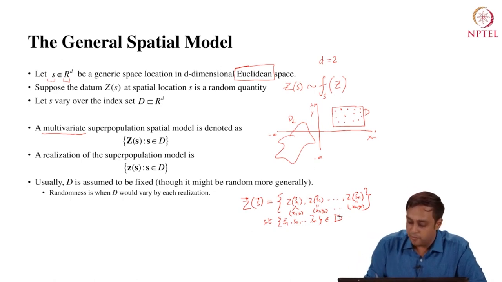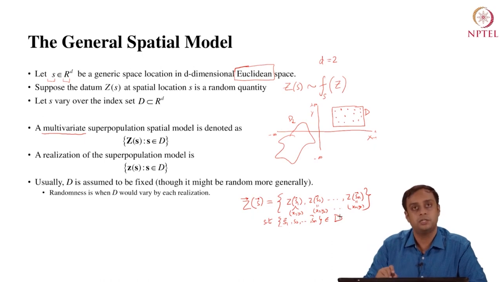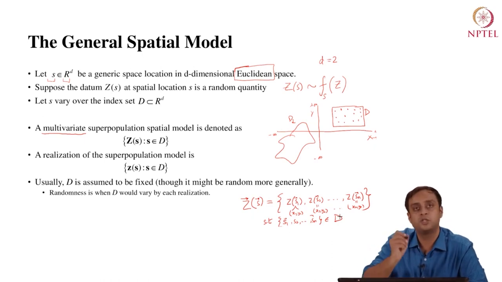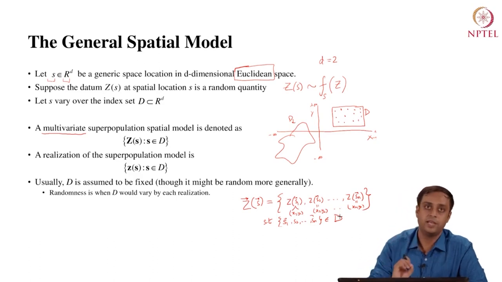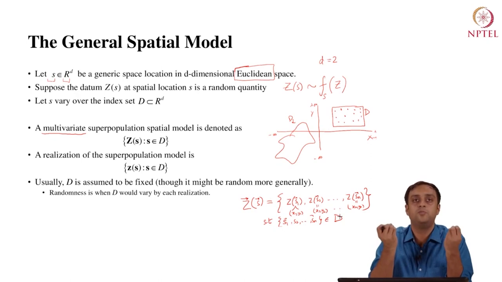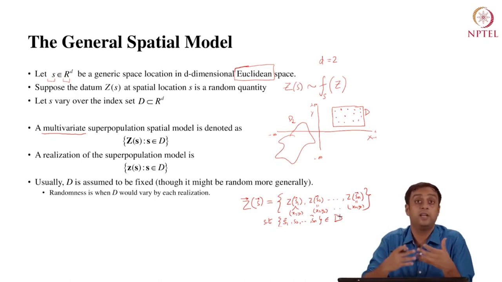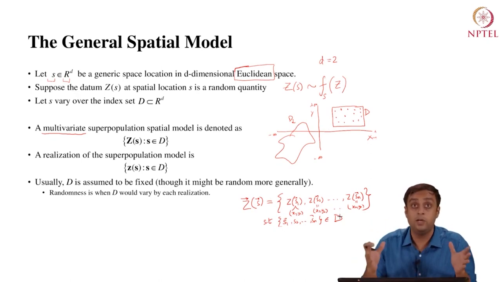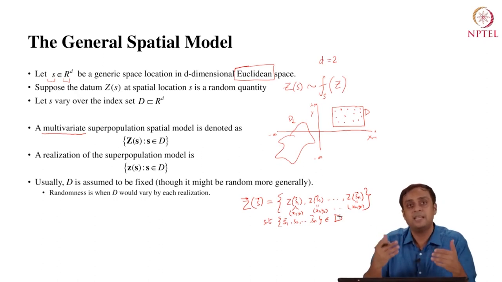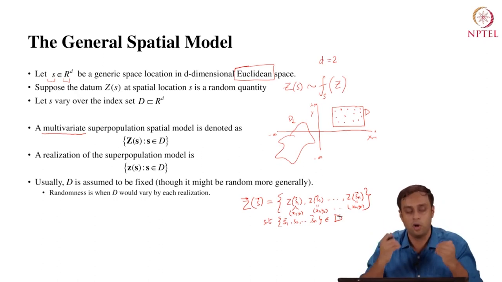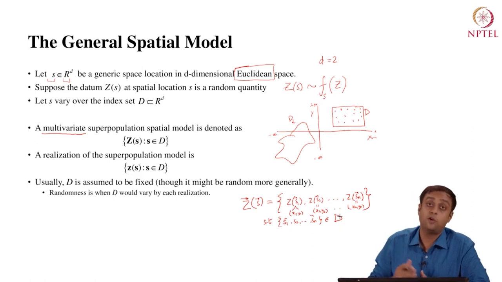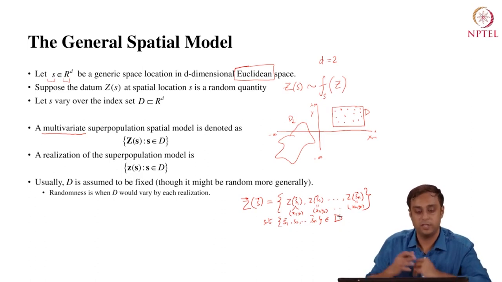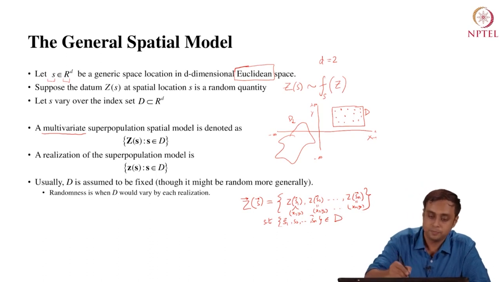And so these are all random variables, and a realization in space is given by small z at every location S, right? So we only get to observe one entity, one realization for the entire random variable. We will formally look at what this really means. But a realization in space is given by small z, right? And we are going to assume that D is fixed. It could be random, but that is out of scope for this particular course, right?